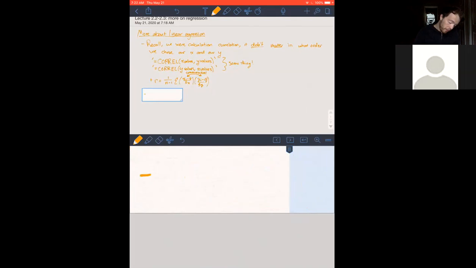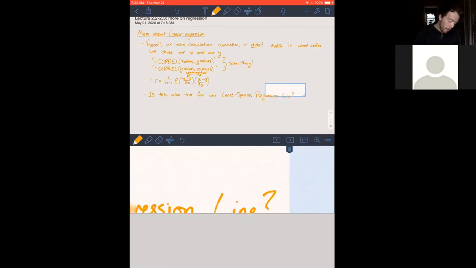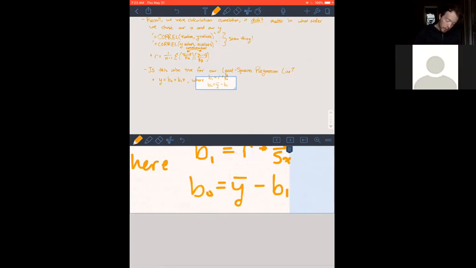So my question for us is, is this also true for our least squares regression line? Well, let's try to build some intuition into this. The least squares regression line is y equals b0 plus b1x, right? And I gave you the formula to find each of these. So b1, I believe, was r times sy over sx. And b0 was y bar minus b1 times x bar.